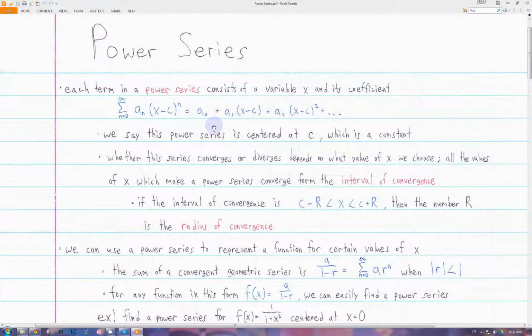So obviously, if we're representing a function with a power series, we're going to want this series to actually converge to a value. And so if we plug in a value of x, then this series could converge or diverge. So we want to know what values of x we can plug in so that the series will converge. And all the values of x that make a power series converge are called the interval of convergence. And the radius of convergence is basically half of that interval around the center.